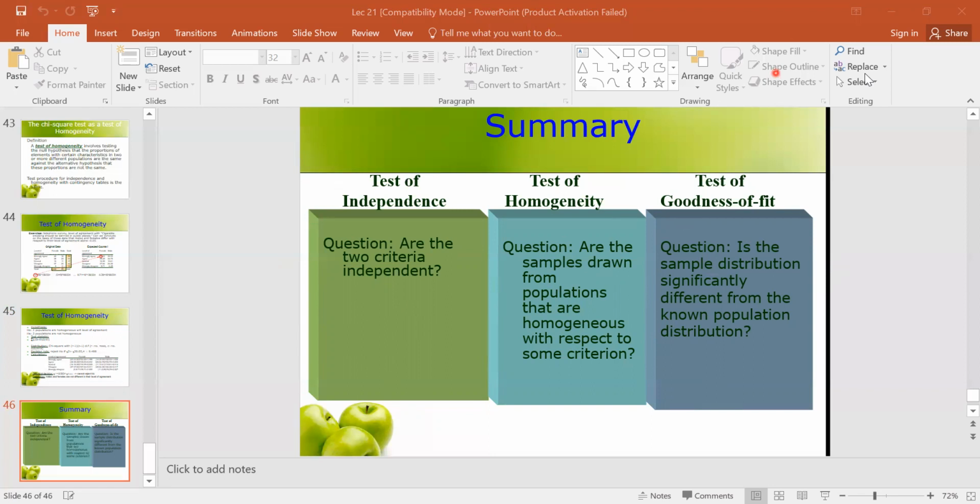The test of independence we discussed in our earlier video, whereas in this video, we discussed in detail the test of homogeneity and goodness of fit, when we use these tests, and how we can do the calculation and draw the conclusion accordingly.